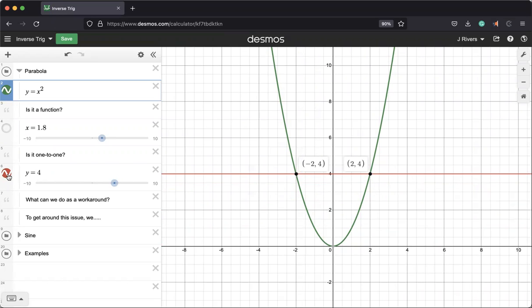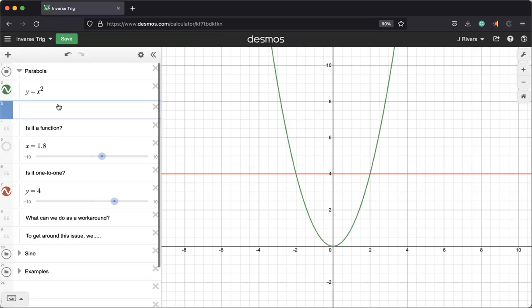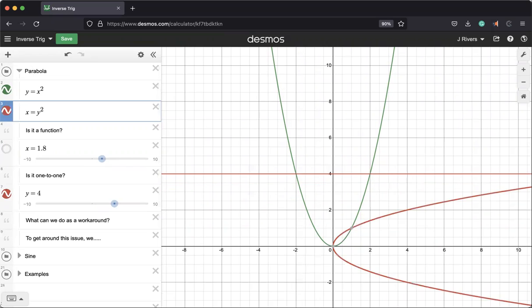And why is that a problem? Because if we were to invert it, right, switch x and y, we can see now that the inverse isn't a function. So we do need our original to be one-to-one for the inverse to be a function.